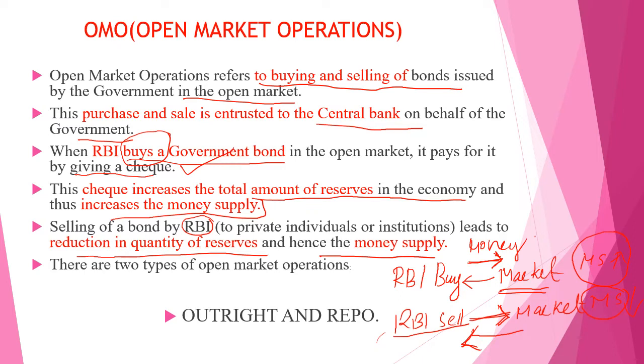So simply we can say open market operation is buying and selling of bonds issued by the government in the open market. When Reserve Bank of India wants to decrease the money supply, it will sell the securities. When it wants to increase the money supply, it will buy the government securities. This is a very simple explanation for open market operations. The open market operation is classified into two types: outright and repo. Let's move on to that topic.